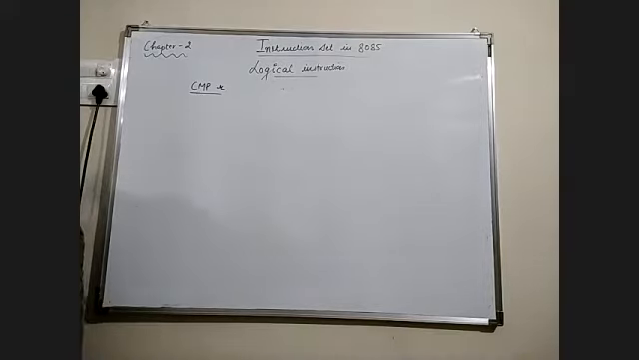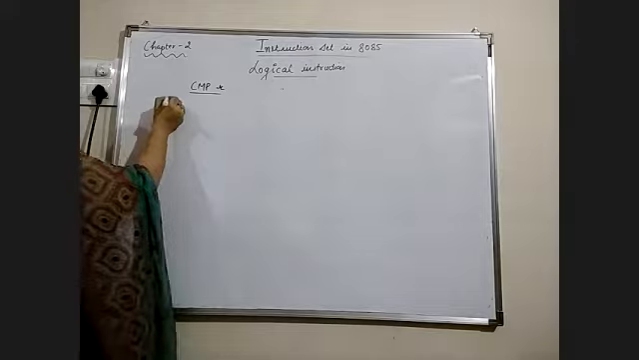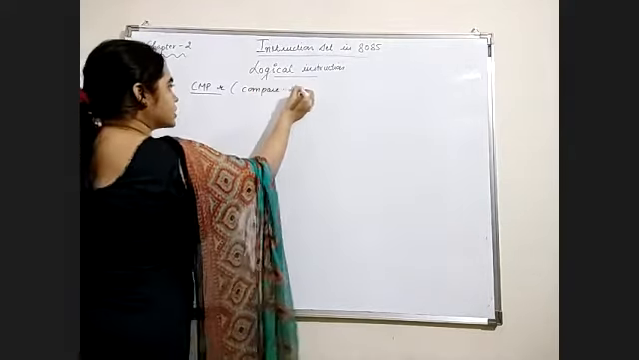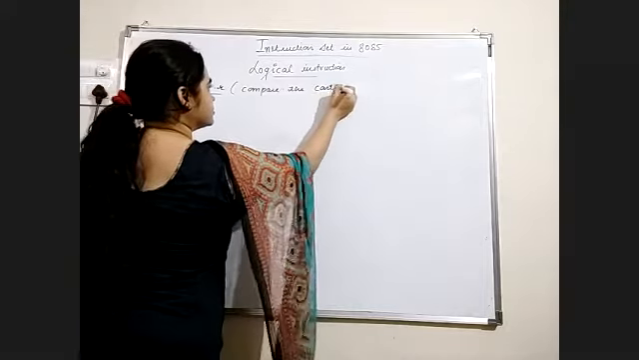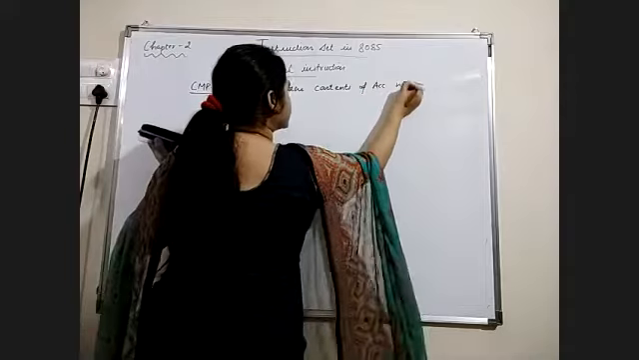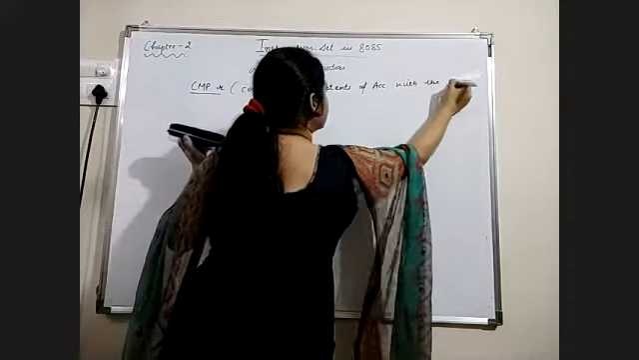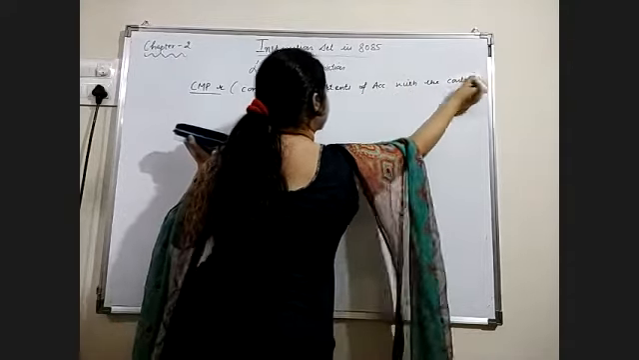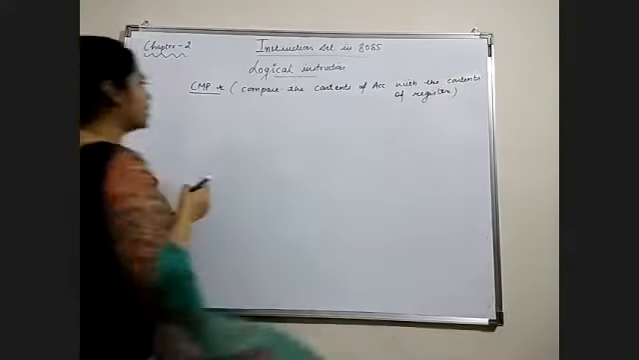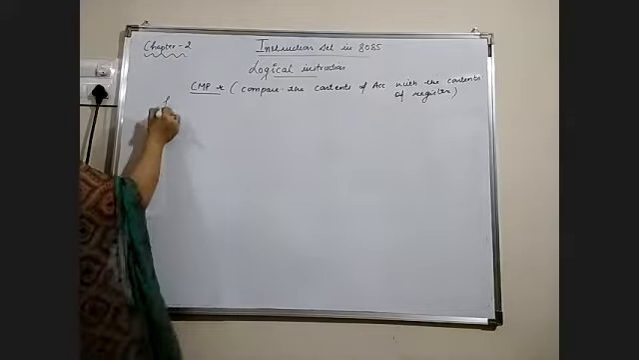So this instruction means compare the contents of the accumulator with the contents of a register. Okay, so this is the meaning of the instruction CMP R. Now we can see the format of the instruction.